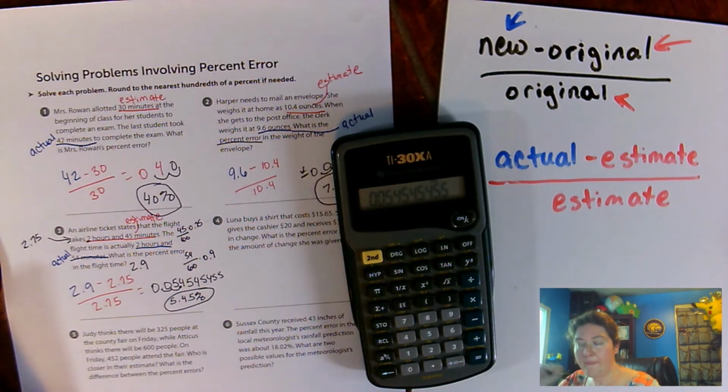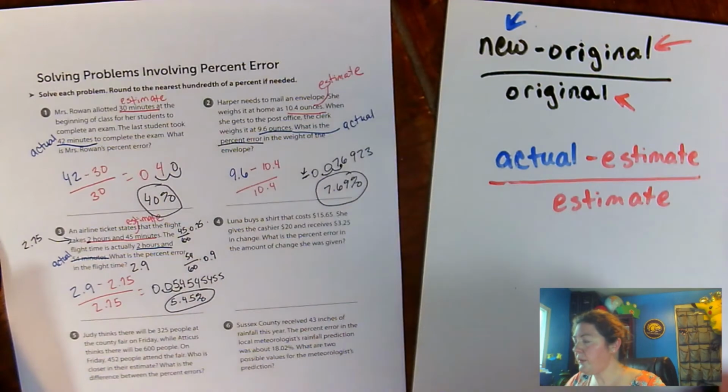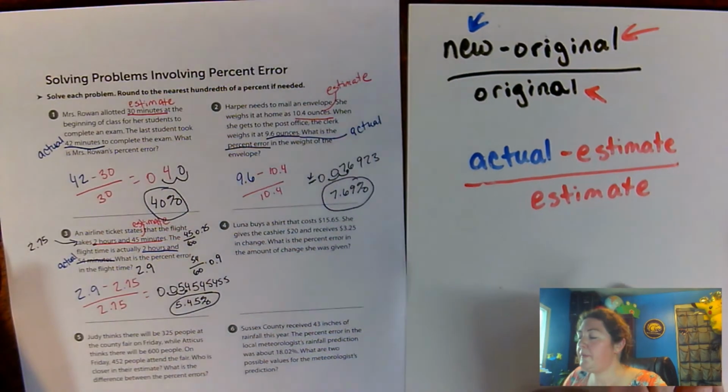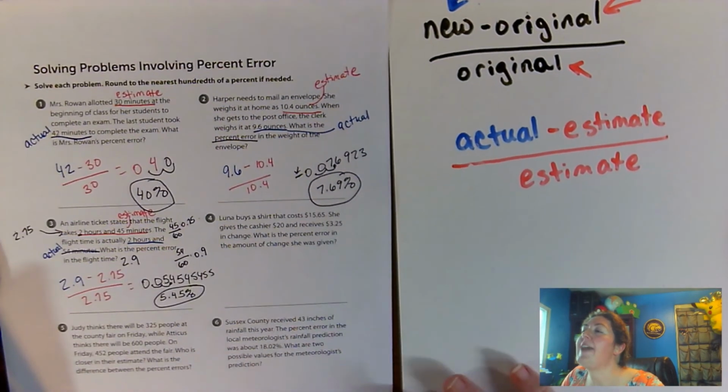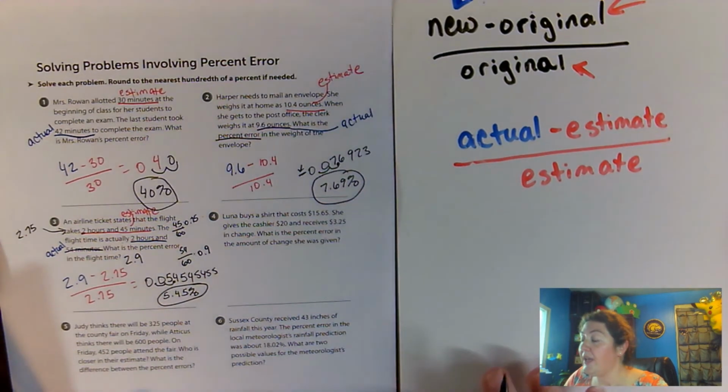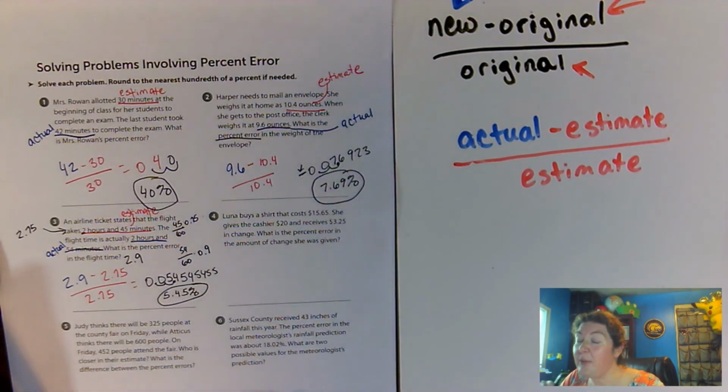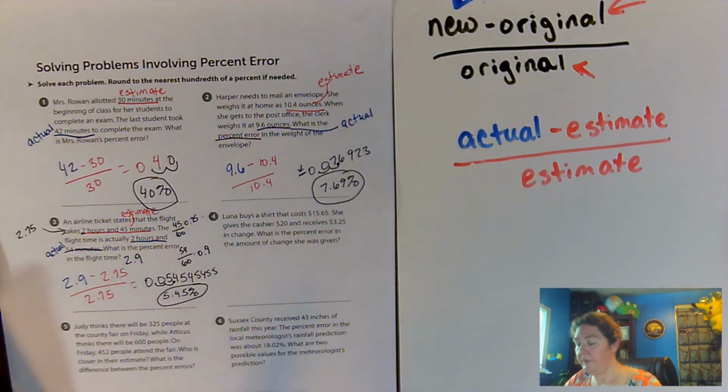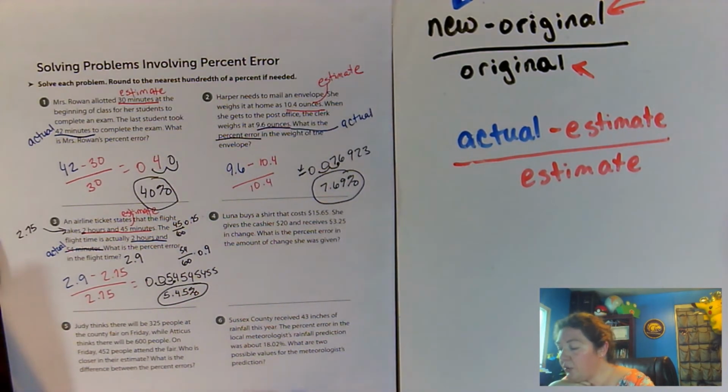Okay, this next one, what do I always say? What is the question asking? And I'm going to be honest, I got tripped up on this one because I didn't pay attention to what the question was asking. Got to pay attention. Alright, so here's what it says. Luna buys a shirt that cost $15.65. She gives the cashier $20 and receives $3.25 in change. What is the percent error in the amount of change she was given?